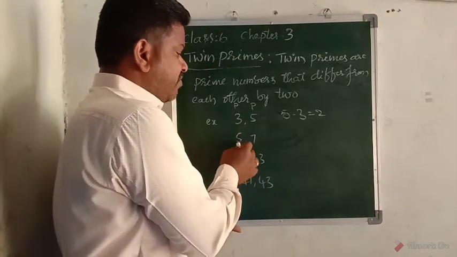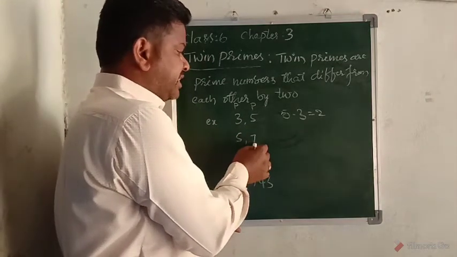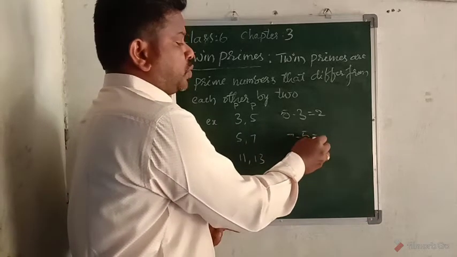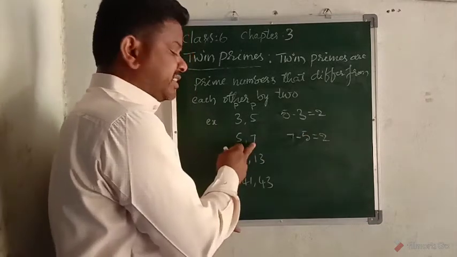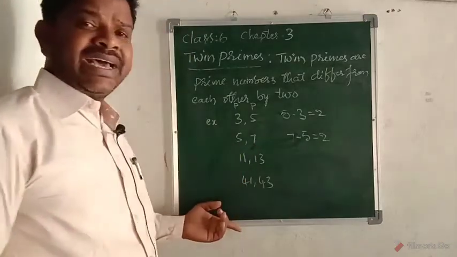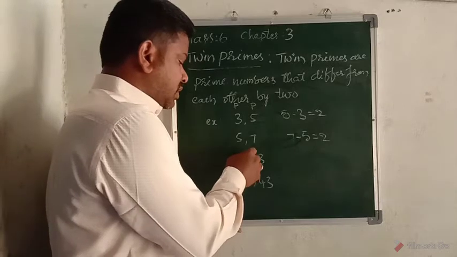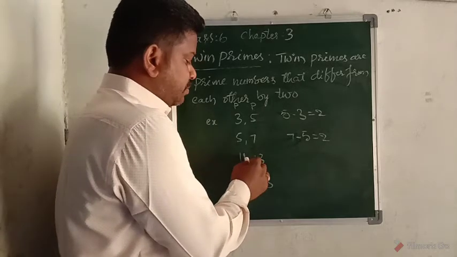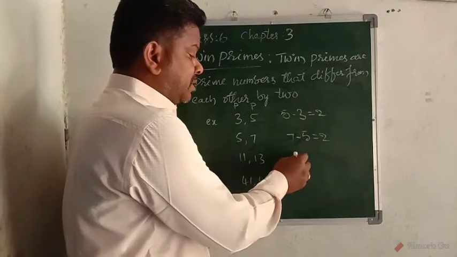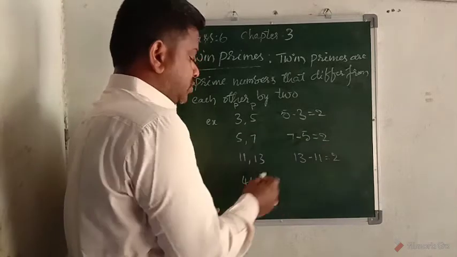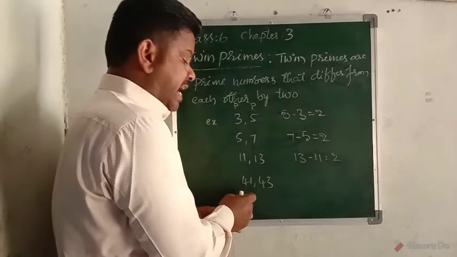In the same way, 5 and 7. 5 is a prime number, 7 is a prime number. The difference of these two prime numbers is 2. So 5 and 7 are also called twin primes. As usual, we'll go for 11 and 13. 11 is a prime number, 13 is a prime number. The difference between them is 2. So 11 and 13 are also twin primes.